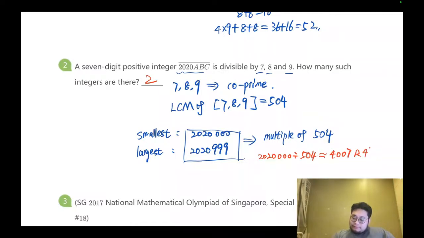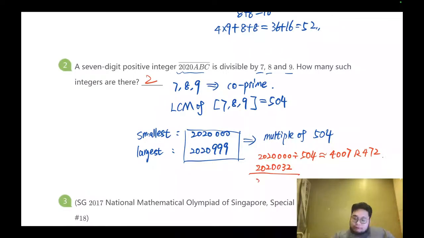Okay, so that means this number cannot exactly divide by 4072. But who can? Right? So we just plus 504, which is 2002000. We just plus 32, right? So we just plus 32, which is 032. So this one must be the multiple of 504.